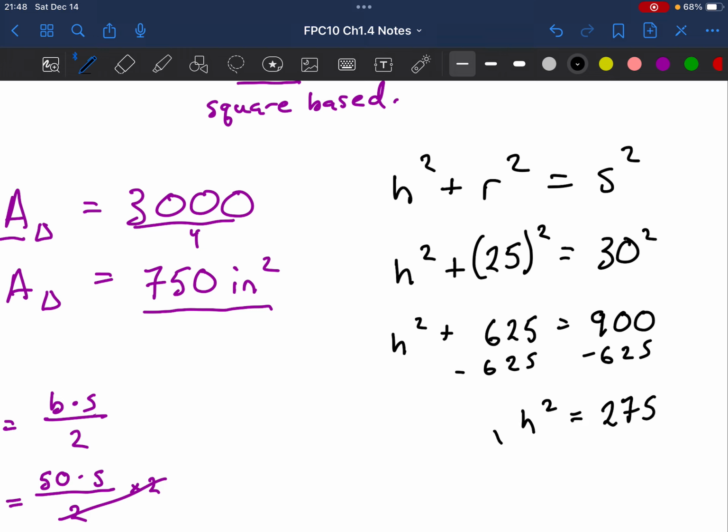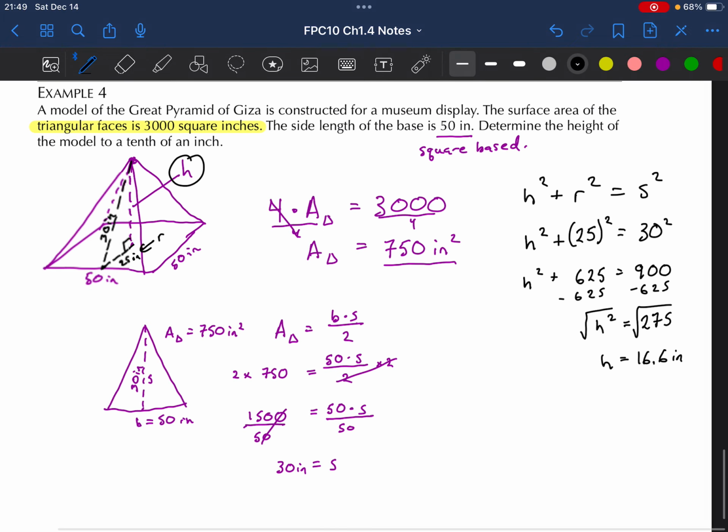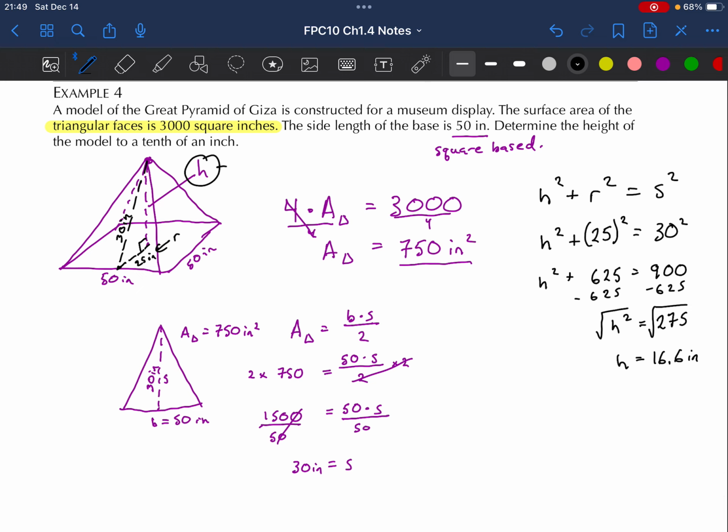Now my last step is to get rid of my square by square rooting it. And I will get my height of 16.6 inches. That's a pretty complicated problem. You have to work everything backwards. In Foundations and Pre-Cal 10 Math, you have to be able to work everything forwards and backwards. And that's all for the examples.